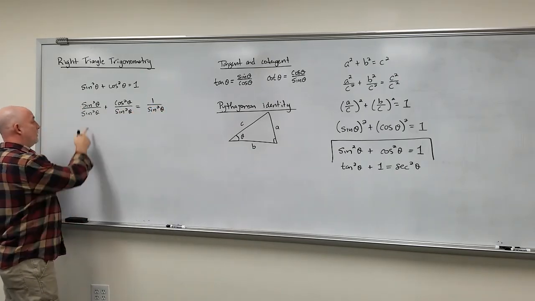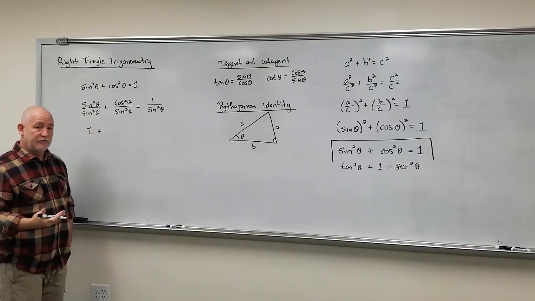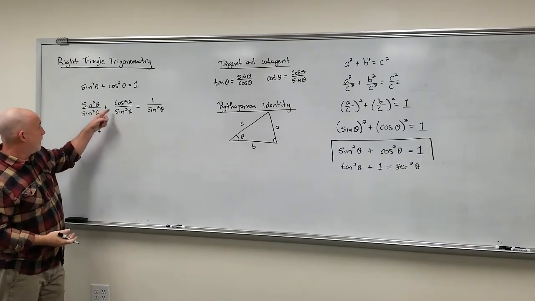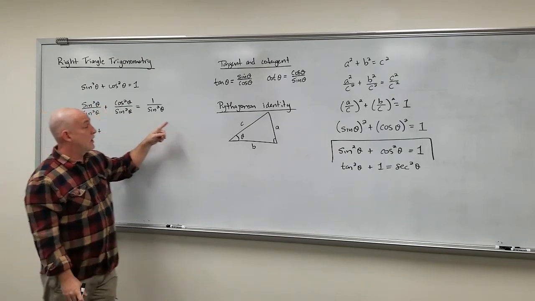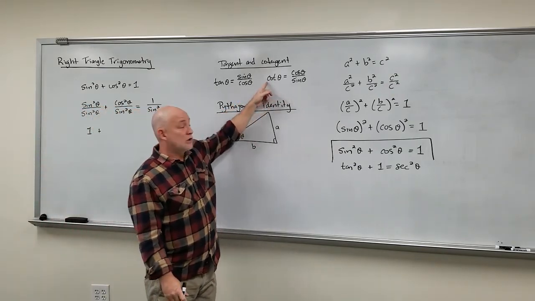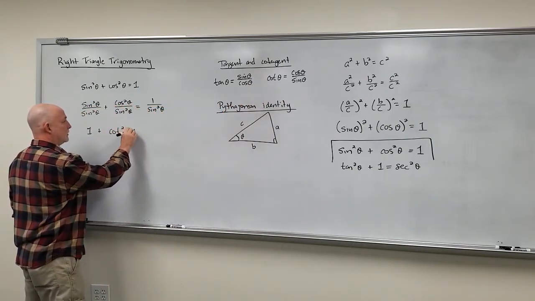Okay, what does that give me? Well, of course, this is 1 plus. Now, I'm going to skip a step here because hopefully we can see where this is going. These are both being squared. So what is cosine over sine? Well, cosine over sine is cotangent, and of course, we're going to be squaring this. So this is cotangent squared theta.